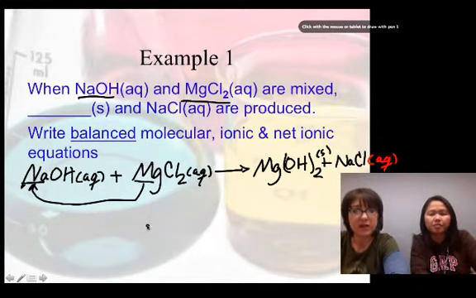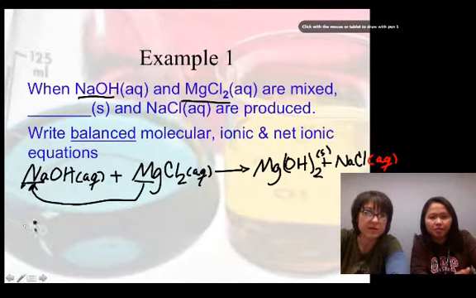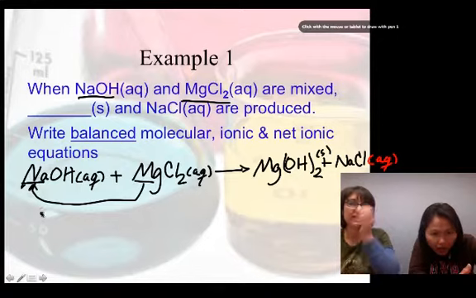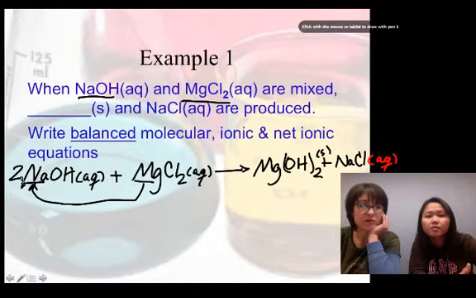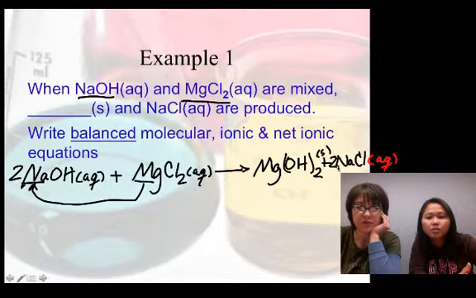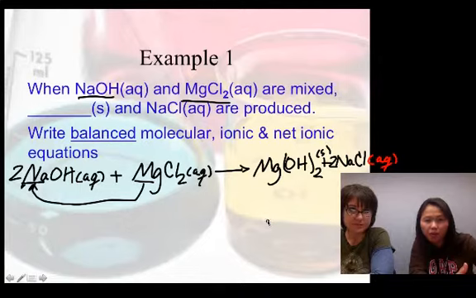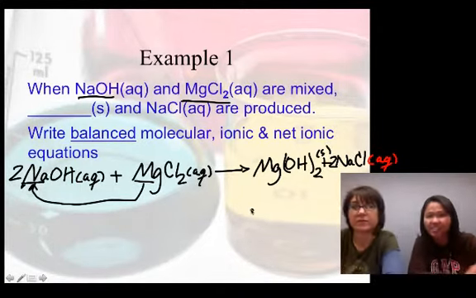So now what do we do? Break apart anything that's aqueous. They're balanced already. No. Are they? Good catch. So I need 2 sodium hydroxides. Now are we balanced? Not quite. 2 sodium chlorides. 2 Na, 2 Na. 2 OH, 2 OH in there. 1 Mg, 1 Mg, 2 Cl. All right. We got it balanced.